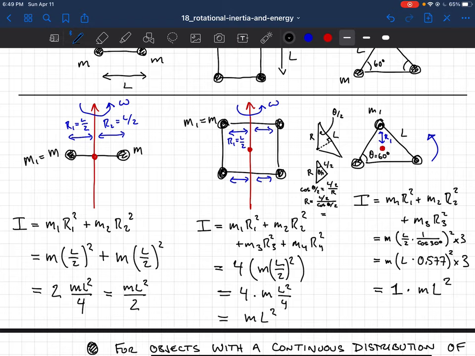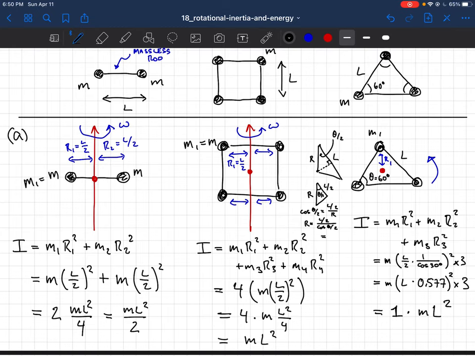This object. Well, that's interesting. I didn't expect that to happen. So why is that true? Do you see? I don't really. It looks like each of those masses contributes a factor of 1/3 mL squared. I guess it must mean that the R is the square root of 3 times L. I guess that's why. Well, that's a nice little result.